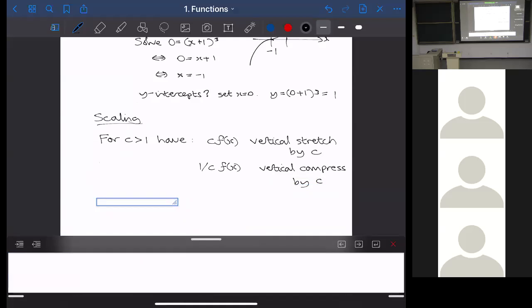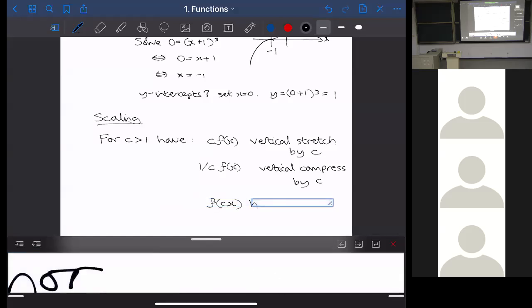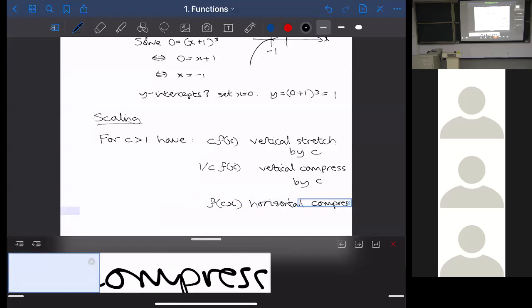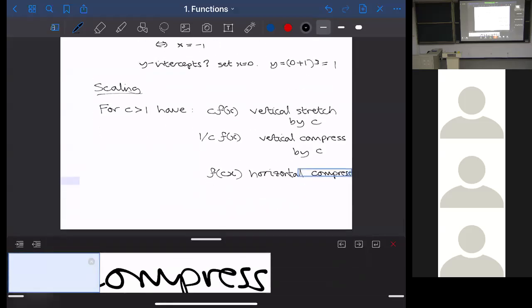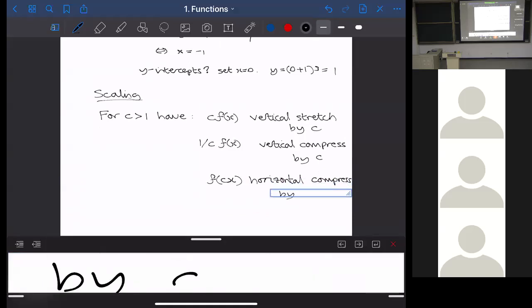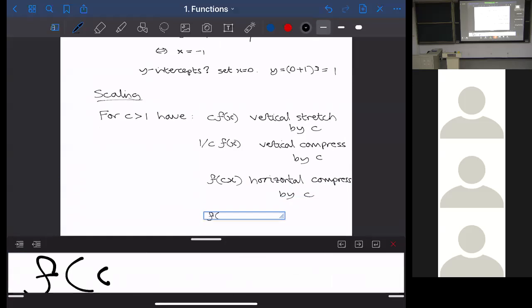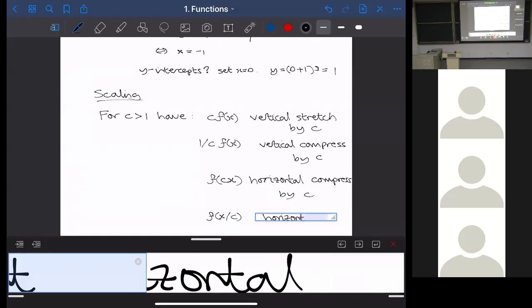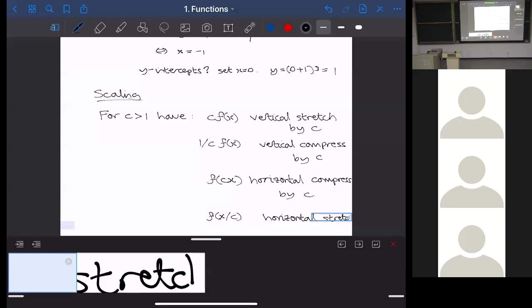Okay, so just to continue, f(cx) is a horizontal compress by c, and f(x over c) is a horizontal stretch by c. So we'll do an example after the break.